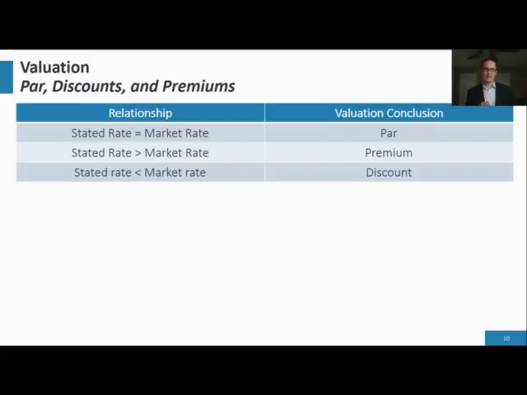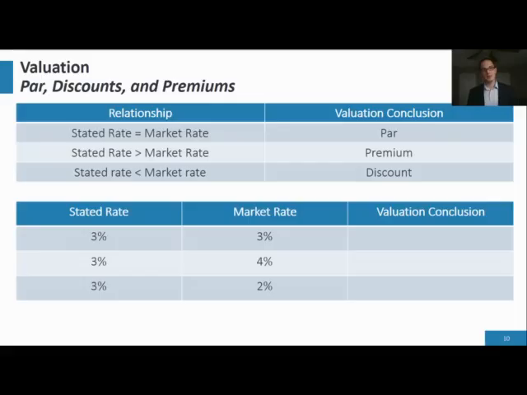If the stated rate is greater than the market rate, then it's a premium, right? Because the company is able to sell bonds or is paying more interest than the market is currently paying. So investors are willing to pay more money for those bonds because they have more interest on them. If the stated rate is less than the market rate, we're selling those bonds at a discount because the market has more attractive rates than the current bond has. So the market fluctuates, but the rate stays the same.